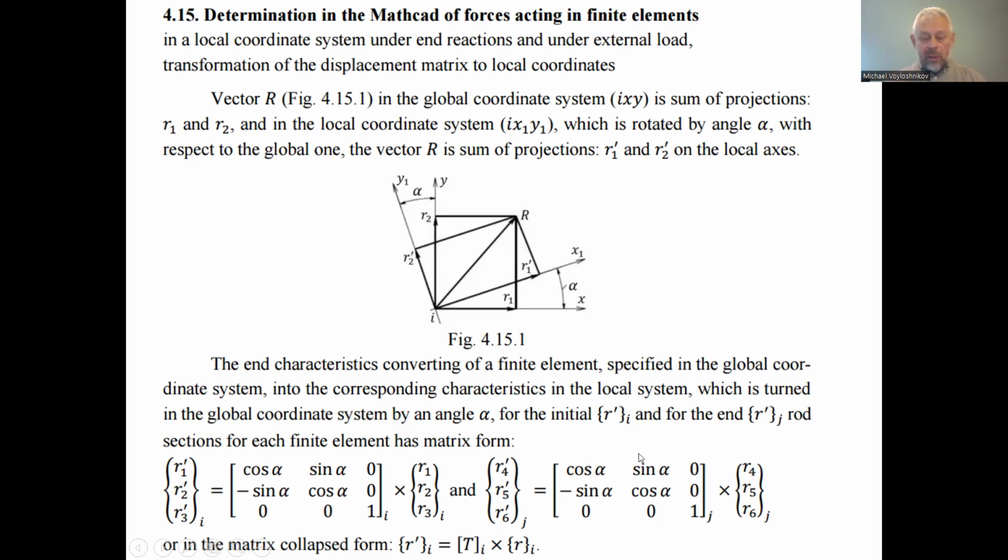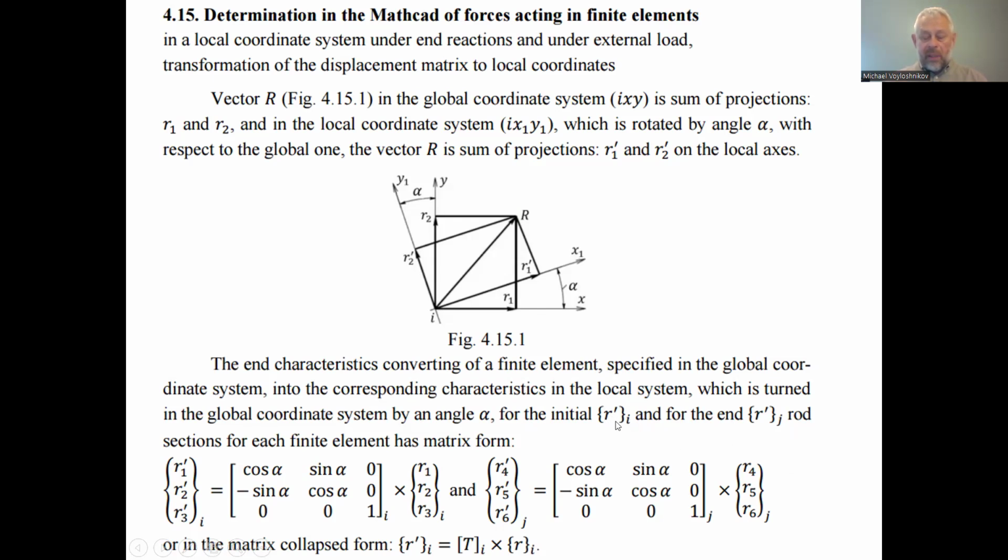So we rotate the rod in the global coordinate system. We rotate the system of coordinates from the global one to the local one by the angle alpha, the local system being turned by the angle alpha relative to the global coordinate system. We have the rod, characterized by the first end and the second.